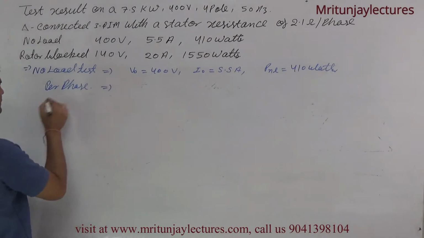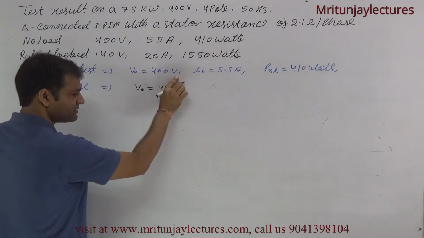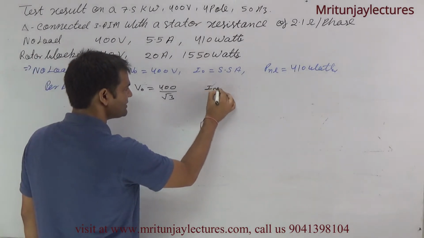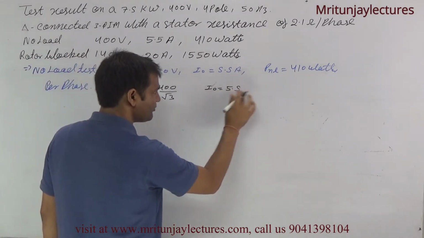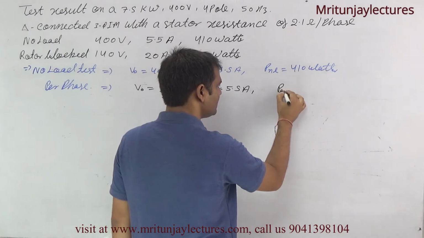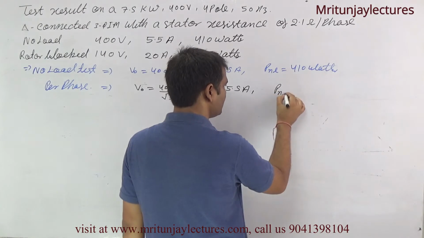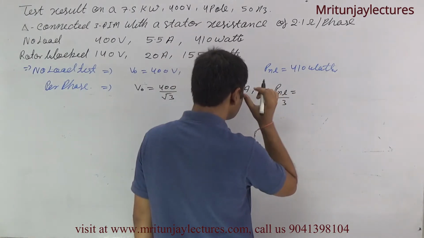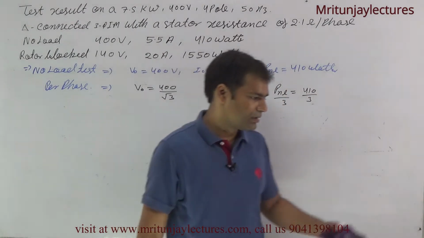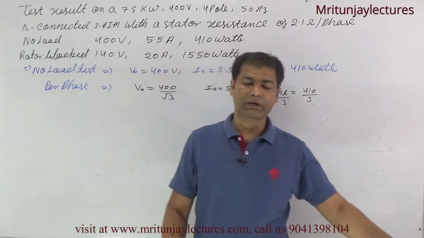So per phase in star, the voltage is the line voltage divided by √3. The line current and phase current in star connection are the same, that's why 5.5 ampere. Now per phase power at no load is divided by 3, that is 410 divided by 3.